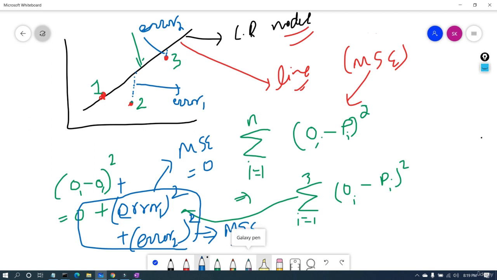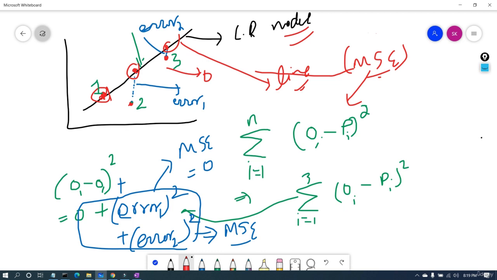For that, it should happen something like this. This second point should also be over here. This third point should also be over here. So in that case, our model will be perfectly accurate, because the observed value is accurately predicted by our model. This observed value is also predicted by the model, and this is also predicted accurately by the model. So in that case, the error would be 0. So that is what this MSE does. So MSE basically calculates the error.